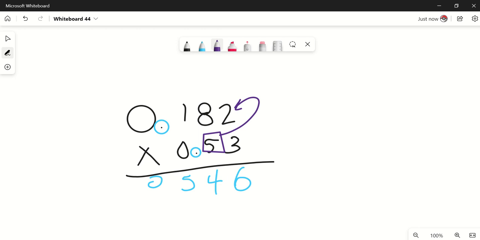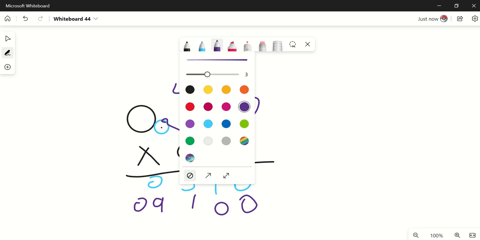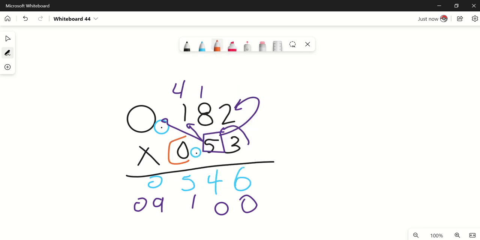5 times 2. Before I do that, I do need to put a placeholder 0 since I'm multiplying by a new place value. 5 times 2 will be 10, so I'll put another 0 there. Carry the 1. 5 times 8 will be 40, plus the 1 will be 41. 5 times 1 will be 5, plus the 4 will be 9, and 5 times 0 will be 0. Now, if you'd like, you can multiply by this 0 place value. You would have to put 2 placeholder 0s.